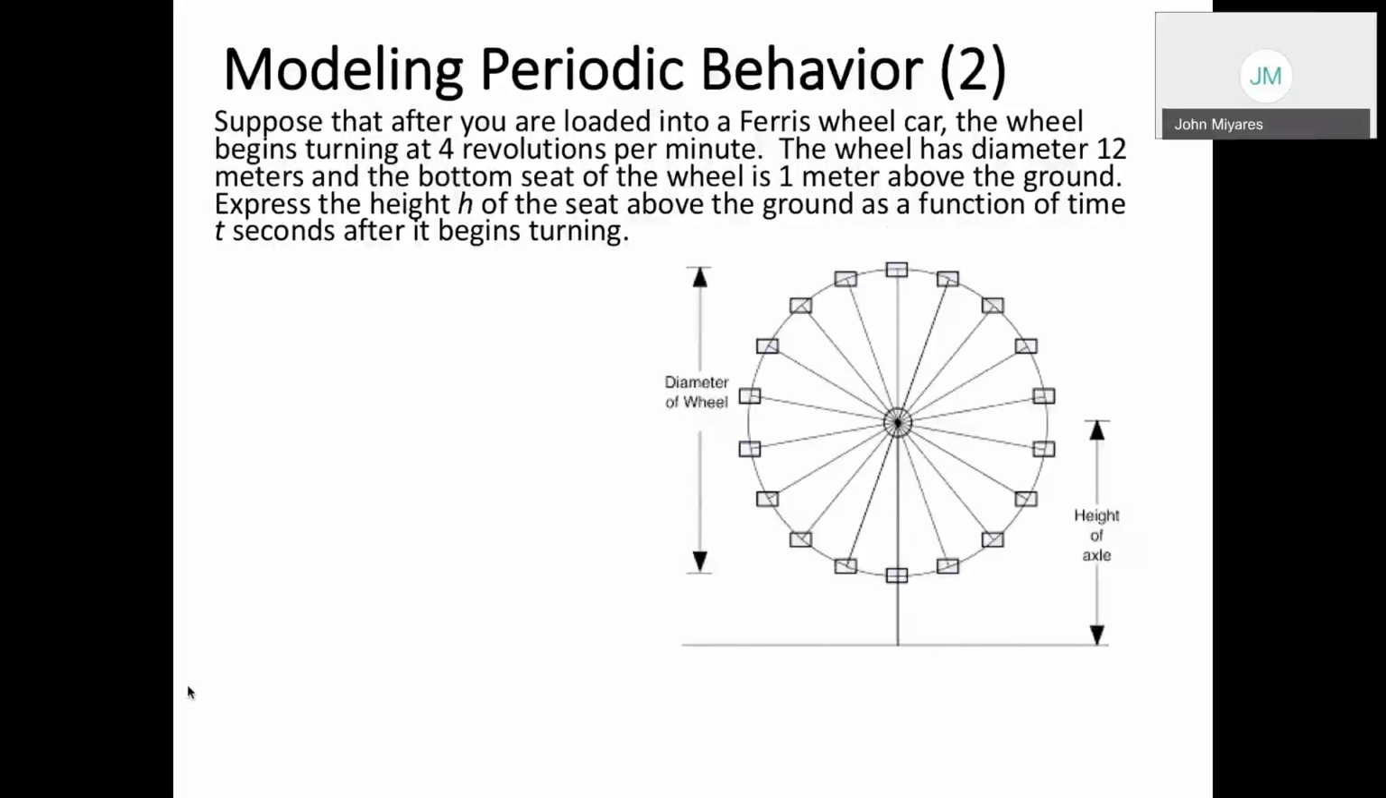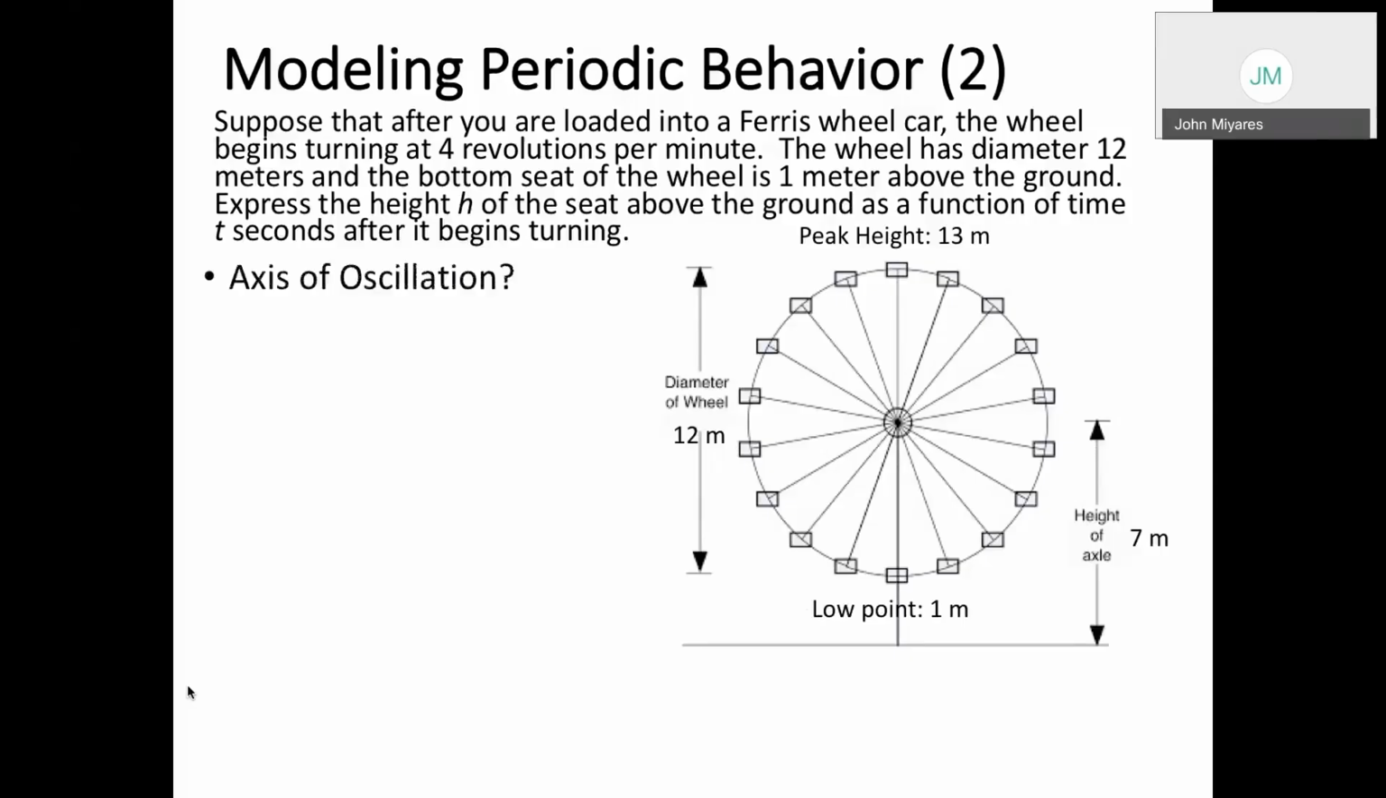Here is a picture of a sample Ferris wheel. We're told that the diameter of the wheel is 12 meters and that the bottom seat is 1 meter above the ground. That is going to make the peak height of the Ferris wheel be 13 meters, and the height of the axle, which will be our equilibrium level halfway between the peak and the trough, at 7 meters. So let's try seeing if we can come up with an equation that will model this scenario.